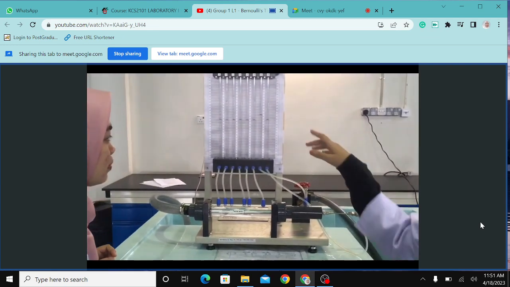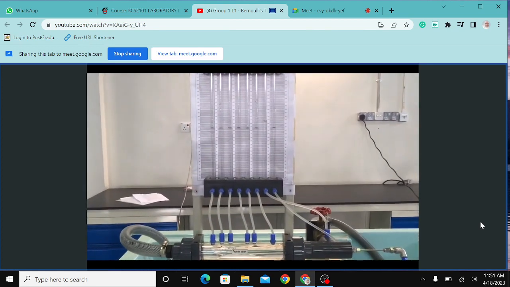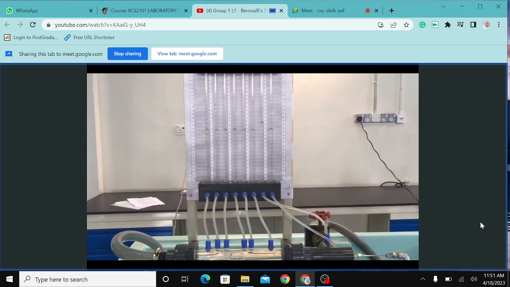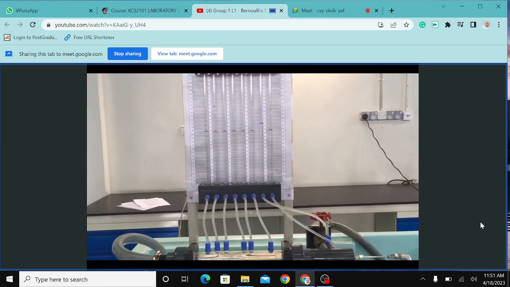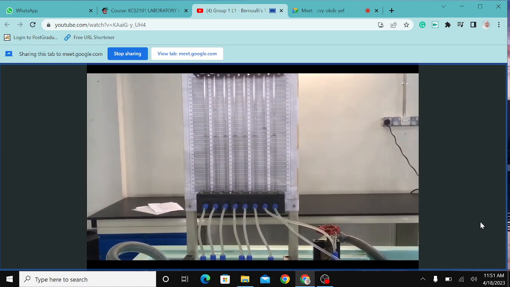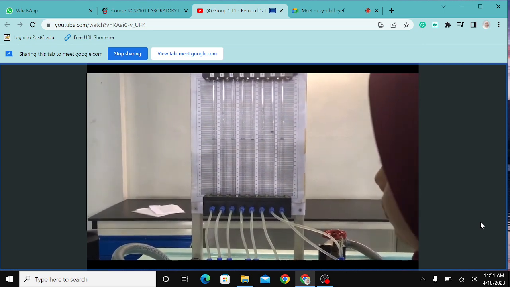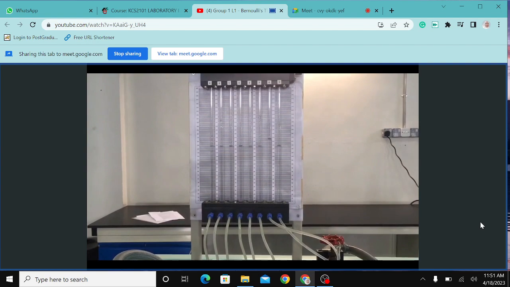Okay, this is the first part of the experiment, which is the discharge coefficient determination. The objective of this experiment is to determine the discharge coefficient of the venturimeter. First of all, you have to turn on the switch, open the valve just a little bit so that there will be difference in the water level.